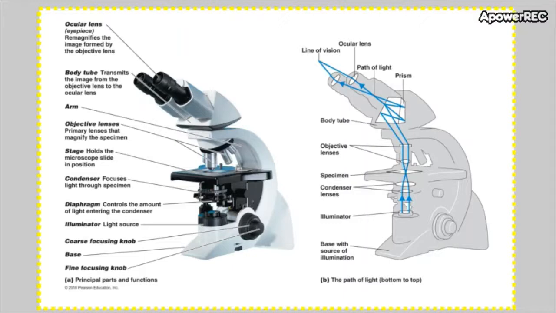Above that are the objective lenses, and the objective lenses are the first lenses that help magnify the image. The light goes up through the body tube and is reflected onto the ocular lenses, which are the eyepieces, and the eyepieces do the final magnification of the image. There is also the arm, which is that back piece that connects the base up to the top where the ocular lenses and objective lenses are located.